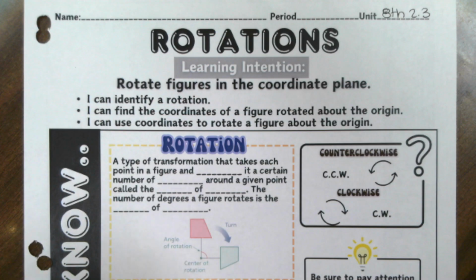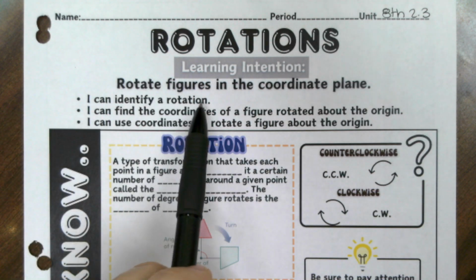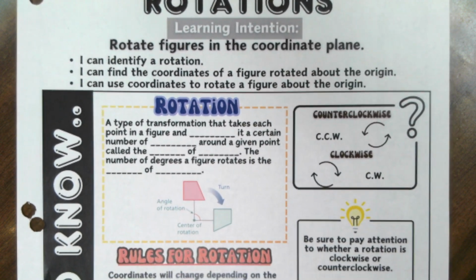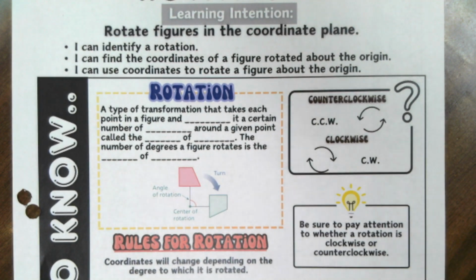So our learning intention is to be able to rotate figures in the coordinate plane. You will know you're successful with this when you can identify a rotation, so when you can tell me what kind of rotation it's making. When you can find the coordinates of a figure rotated about the origin, and when you can use coordinates to rotate a figure about the origin.